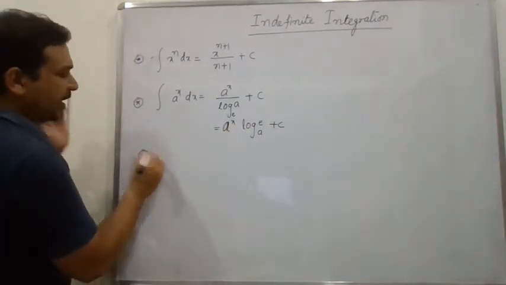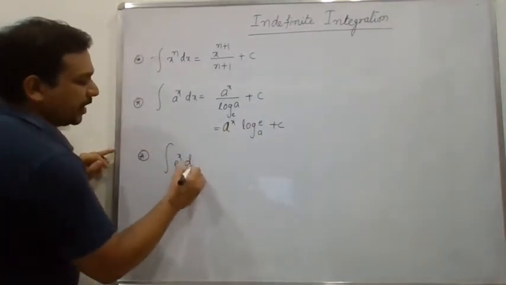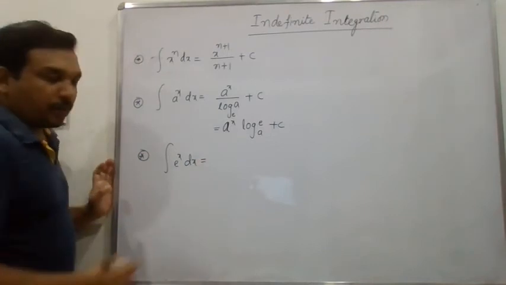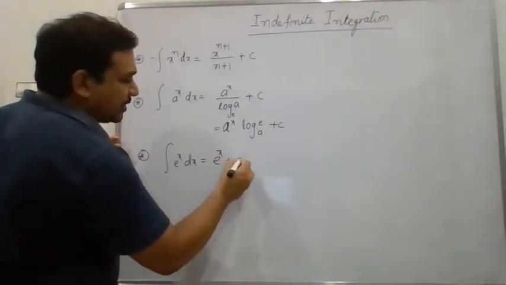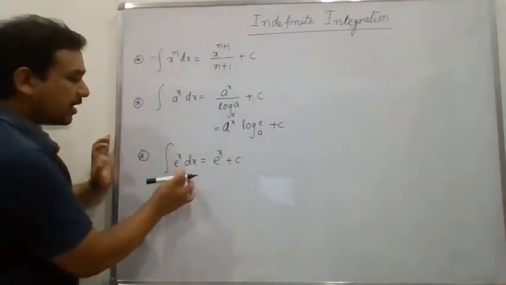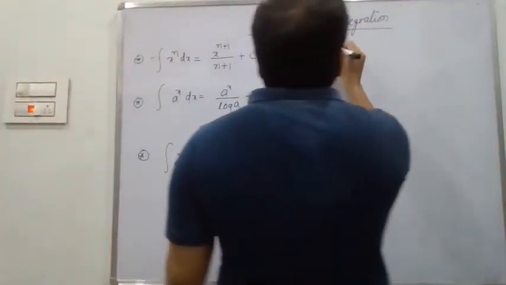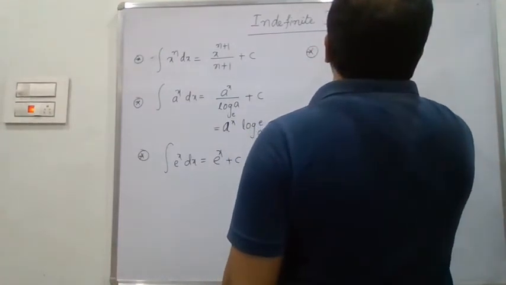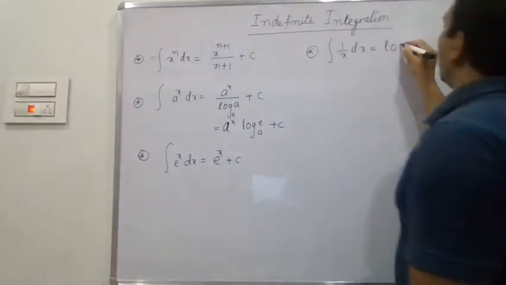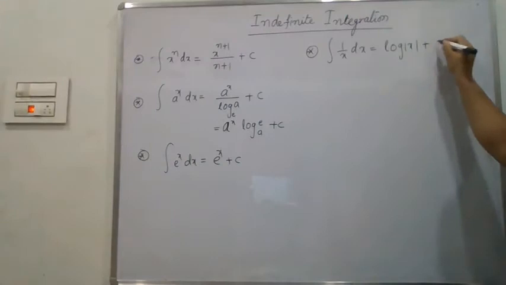Next, what is the integration of e power x dx? Integration of e power x is e power x only, plus c. Do the derivative of e power x, we'll get once again e power x only. Next, integration of 1 by x dx. Already I told you, that is log of mod x plus c.